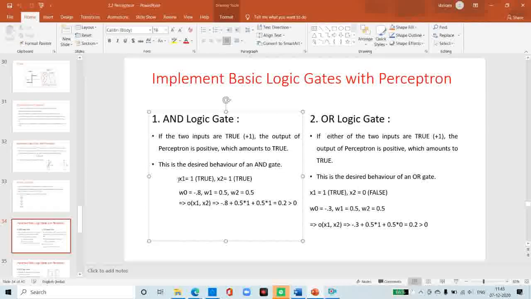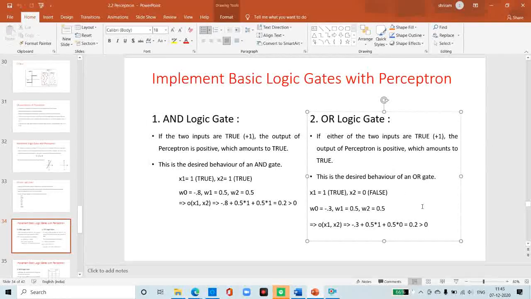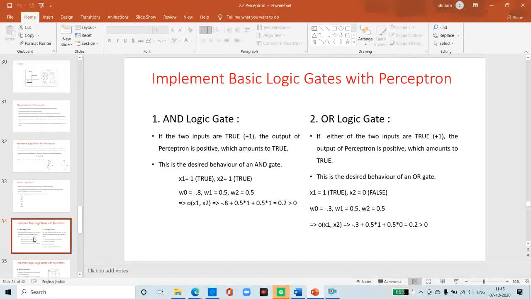Similarly for the AND gate also. If both conditions are true, then the output is positive. If one condition is false, then the output is not positive in an AND logic gate. But in an OR logic gate, if x1 is true or x2 is false, then the output is also true. Only if both the inputs are false is the output false in an OR logic gate. Okay, clear?